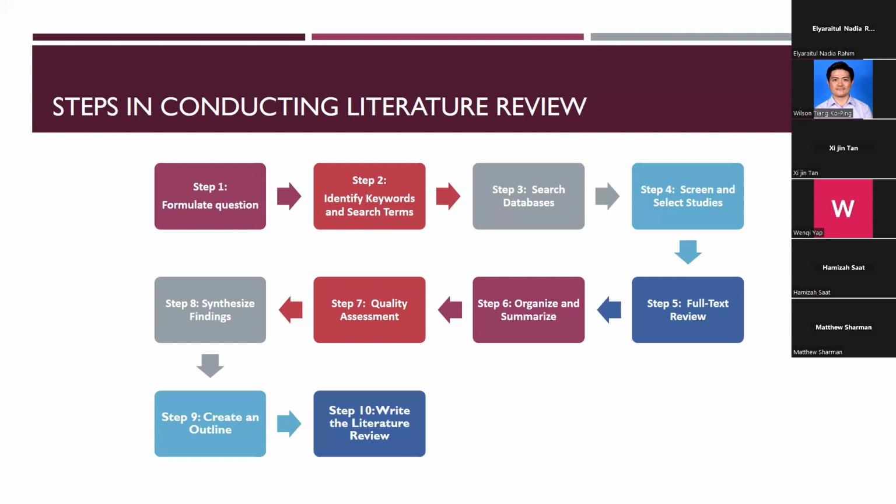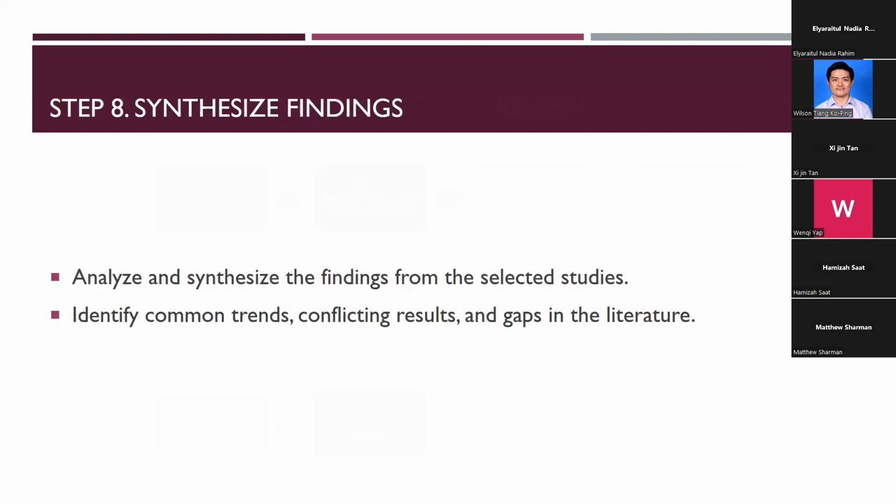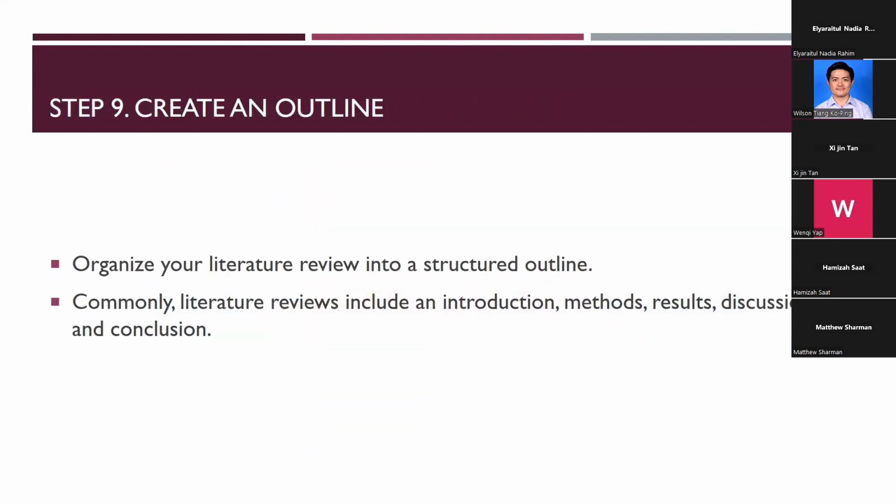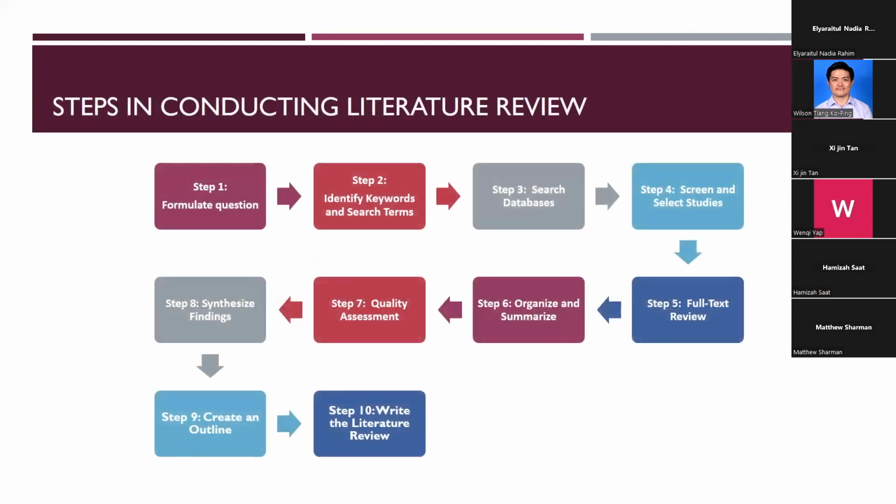Of course, the next step is to synthesize the findings. You have to analyze them and identify the common trends, the conflicting results, and the gaps in the literature. The next step is to create an outline. Organize your literature review into a structured outline. Sometimes it's also good to have very detailed points or subheadings, because that will help you be more clear about what you are going to do.